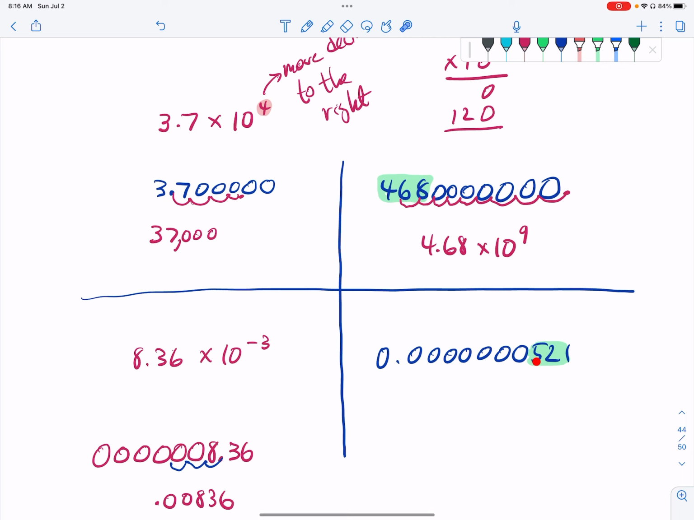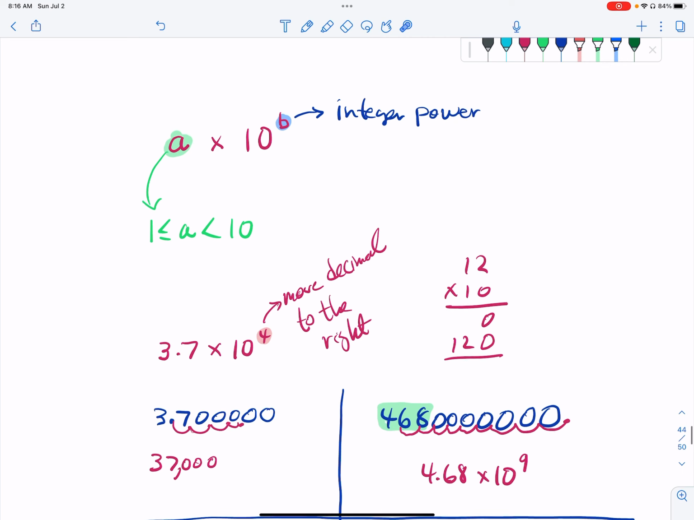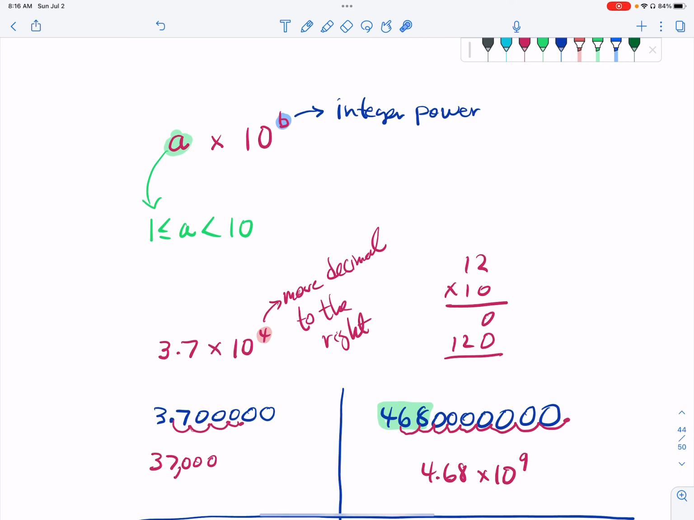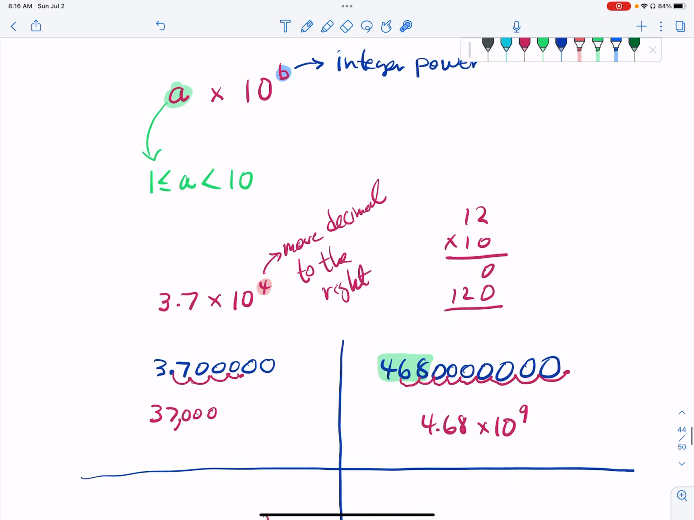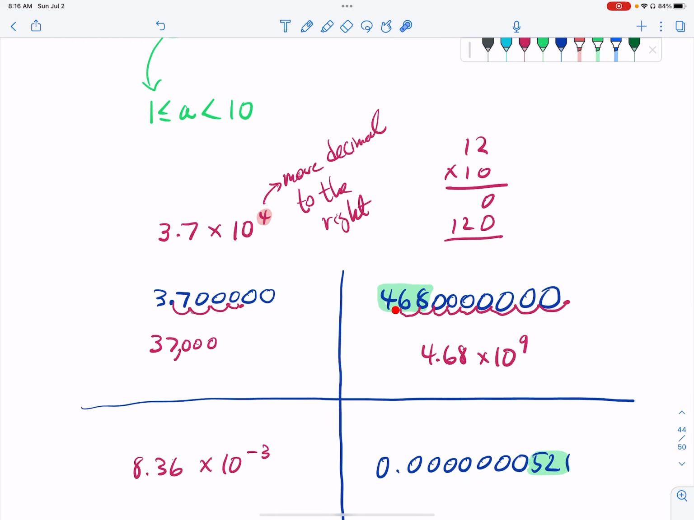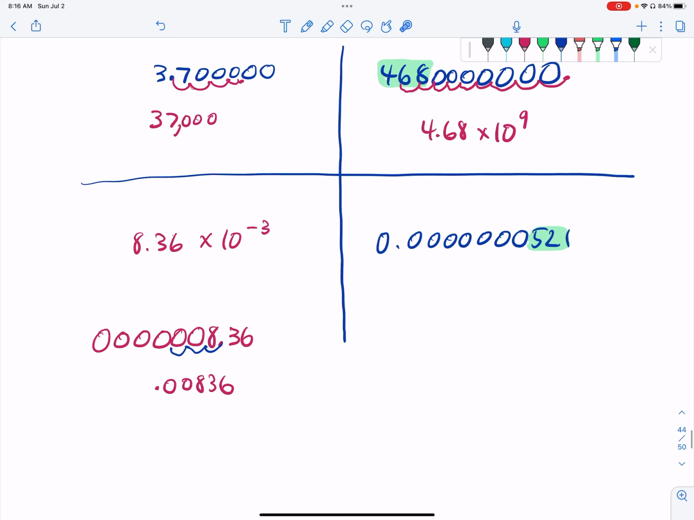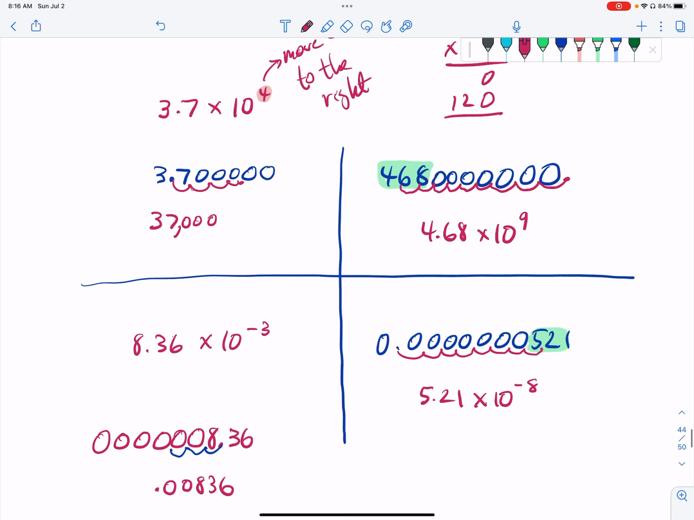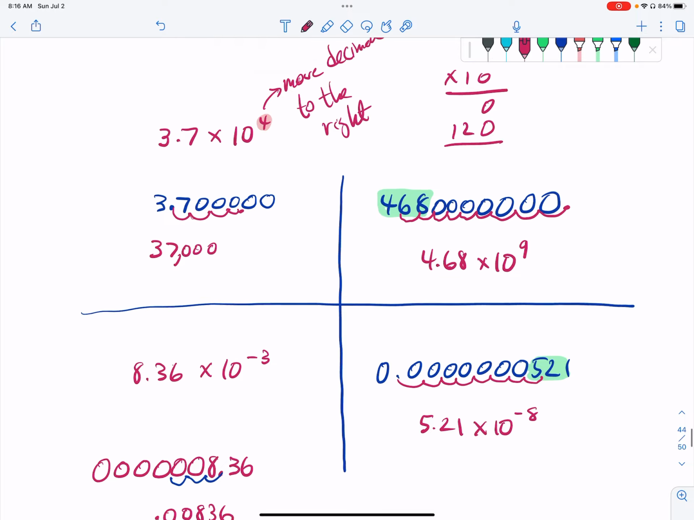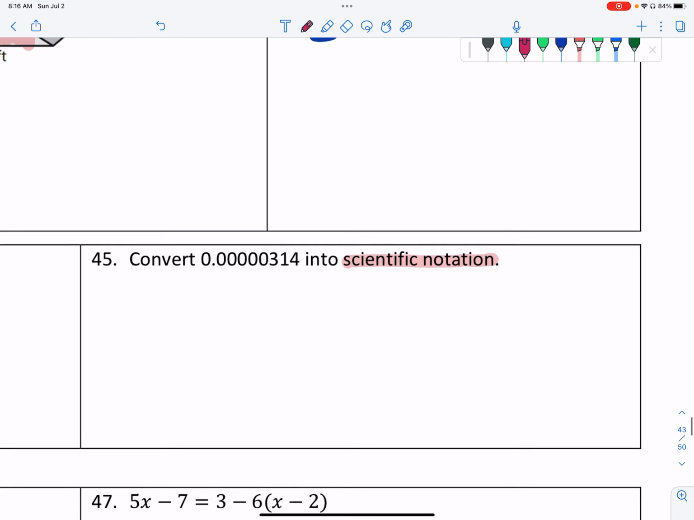And the reason why I need to be in between the 5 and the 2 is because, remember, the number that you multiply times the power of 10 has to be between 1 and 10. Likewise, that's the reason why I put the decimal on the previous one in between the 4 and the 6. Okay, so keeping track of my decimal, I'm going to move this 1, 2, 3, 4, 5, 6, 7, 8 spaces. So my number becomes 5.21 times 10 to the negative 8 because I made it tinier. All right, so like I said, that's exactly what you're doing over here on question number 45.